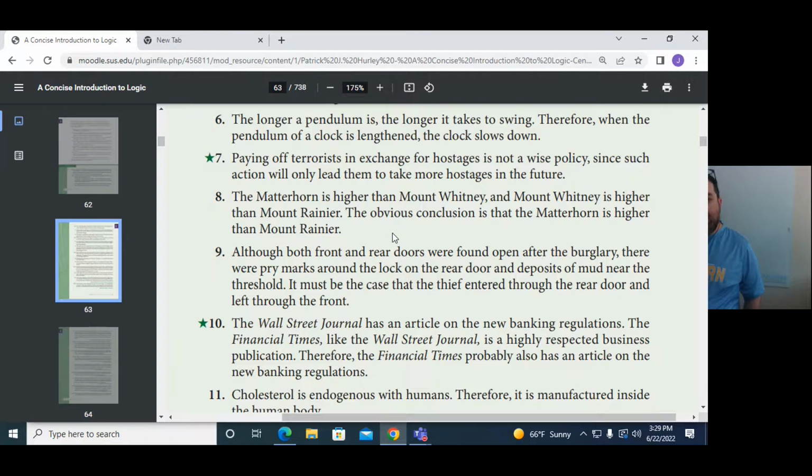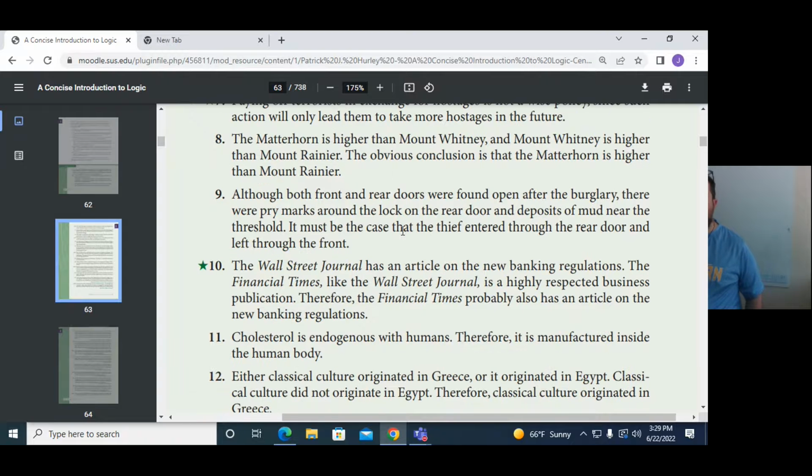All right, number 8, we've already seen this, but I'll just go over it with you. The Matterhorn is higher than Mount Whitney, and Mount Whitney is higher than Mount Rainier. Therefore, the conclusion is that the Matterhorn is higher than Mount Rainier. So is it always going to be the case that the Matterhorn is higher than Mount Rainier, given these measurements? And you can look them up. We've looked them up in class before. I'm not going to do that right now, but yes. So now there's a level of necessity here, right?